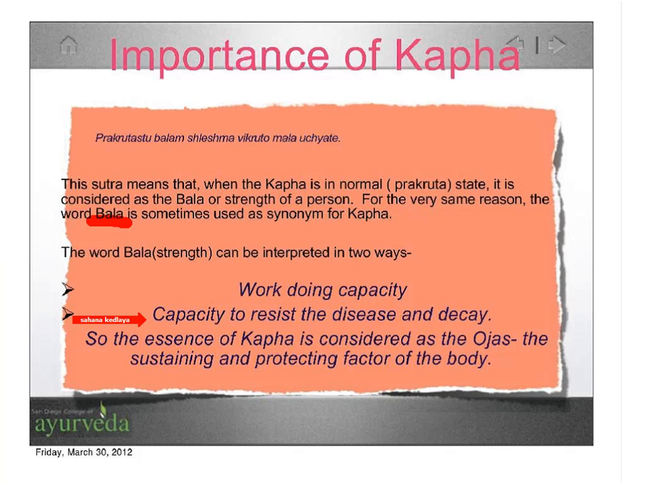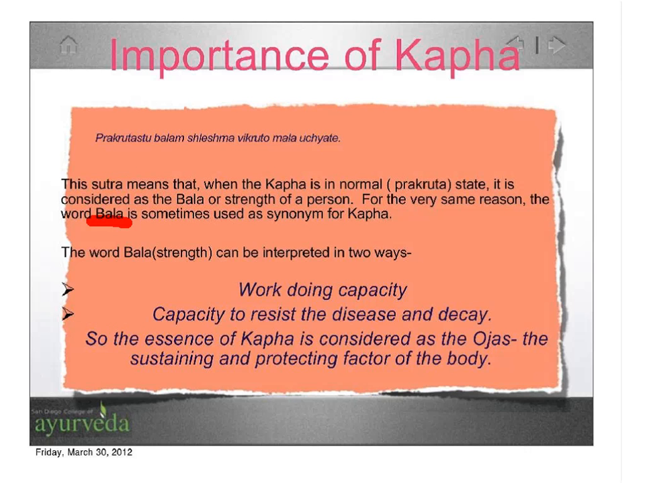So when the Kapha is in the normal stage, in the Prakrita avastha, the person can resist disease and he can resist decay. That is why the decay and degeneration process is slower in the Kapha Prakriti person than in the Vata and Pitta Prakriti. So whenever we say Prakrita Kapha is Bala, we can consider it in both ways: the physical ability of the person to do work, or the capacity to resist disease and decay.